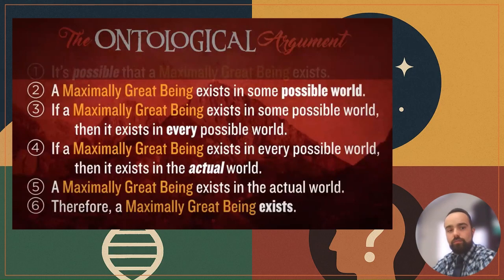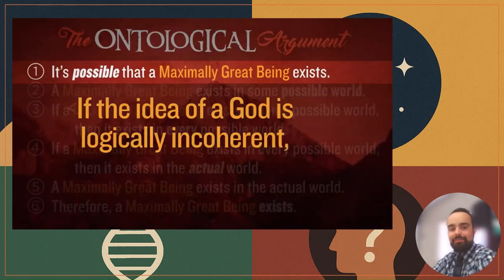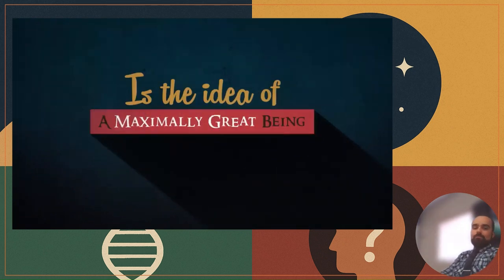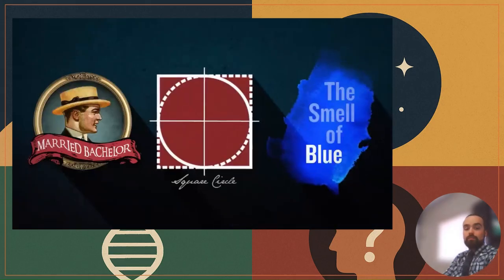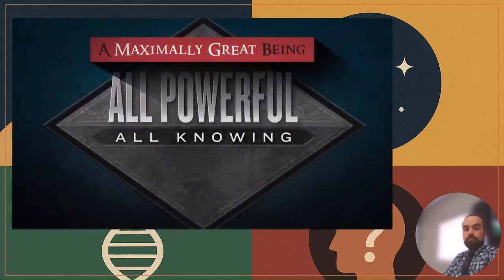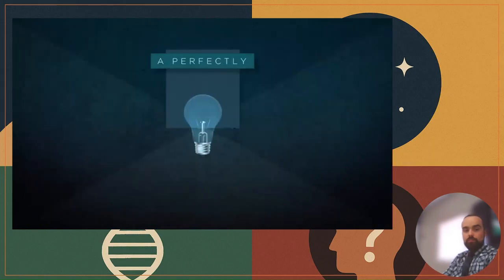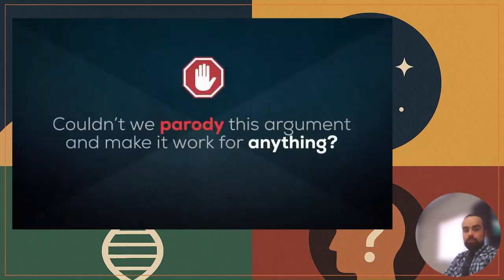Steps 2 through 6 are straightforward and largely uncontroversial. But what about point number 1? Clearly, if it can be shown that the idea of a God is logically incoherent, then the argument fails. But is the idea of a maximally great being absurd, like a married bachelor, or a square circle, or the smell of blue? This doesn't seem to be the case. The notion of an all-powerful, all-knowing, morally perfect being that exists in every possible world seems to be a perfectly coherent idea. But couldn't we parody this argument and make it work for anything?